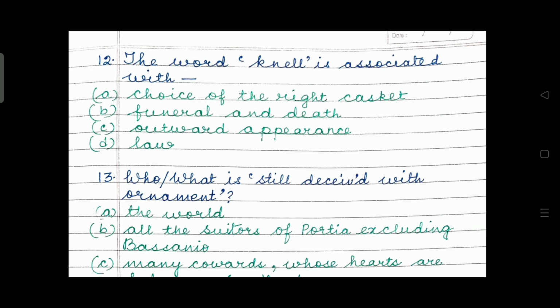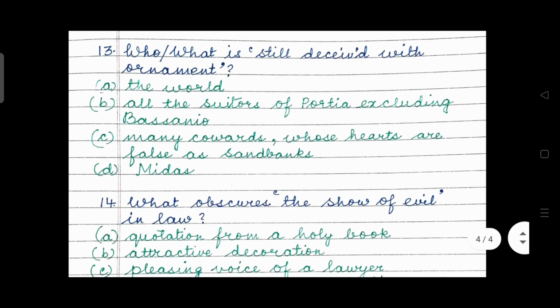The word knell is associated with choice of the right casket, funeral and death, outward appearance, law. We all know that knell is associated with funeral and hence death. So the right answer is option B, funeral and death. Next, question 13. Who or what is still deceived with ornament? The world? All the suitors of Portia excluding Bassanio? Many cowards whose hearts are false as sandbanks? Or Midas? The right answer is option A, the world. That is, the people of the world.